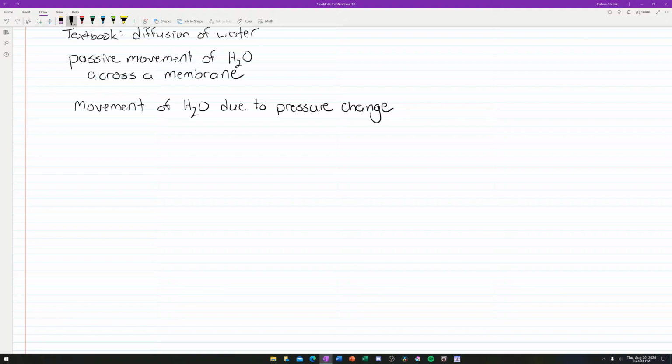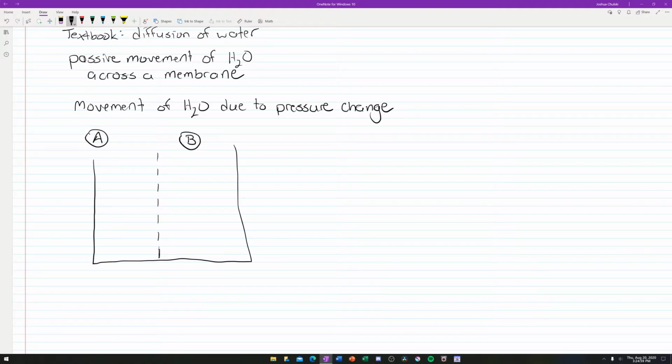So we're going to start out here. We're going to have a container. Now, inside of this container, we are going to have a membrane or a barrier. And we're going to label one side of this side A, and we're going to label the other side B. And what we're going to do is fill it with some water. Okay, so there's water in there.